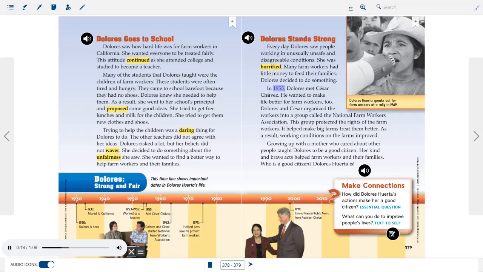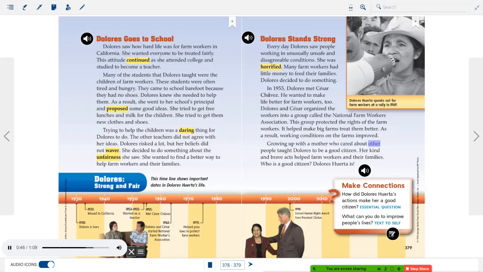In 1955, Dolores met Cesar Chavez. He wanted to make life better for farm workers, too. Dolores and Cesar organized the workers into a group called the National Farm Workers Association. This group protected the rights of the farm workers. It helped make big farms treat them better. As a result, working conditions on the farms improved.